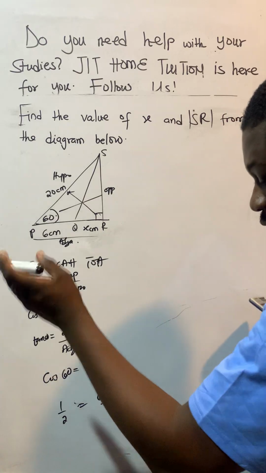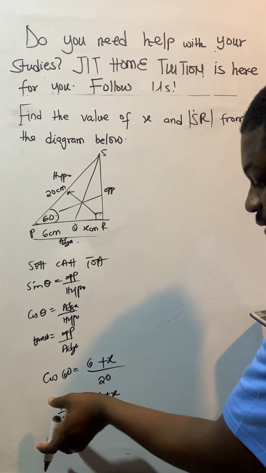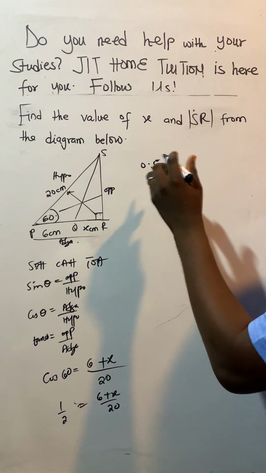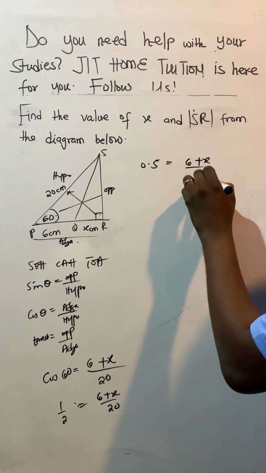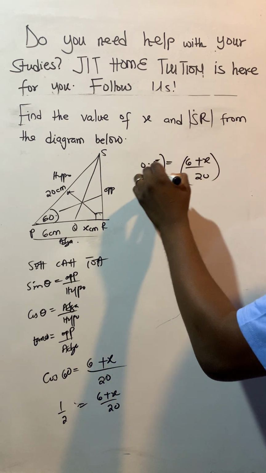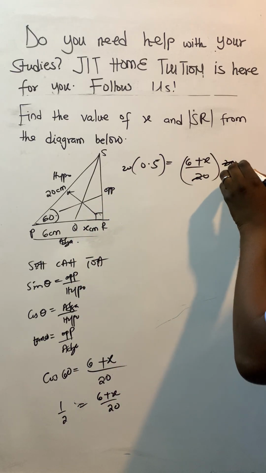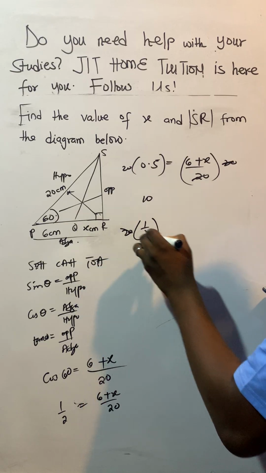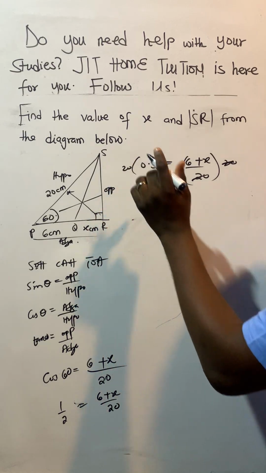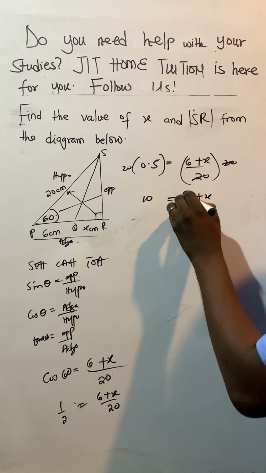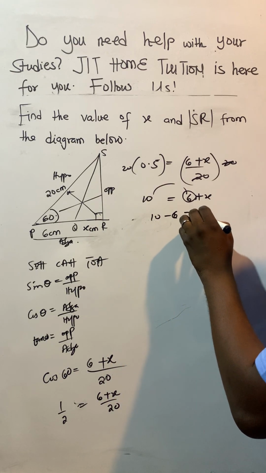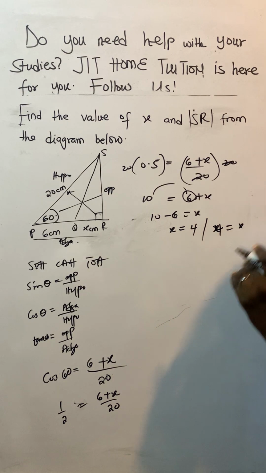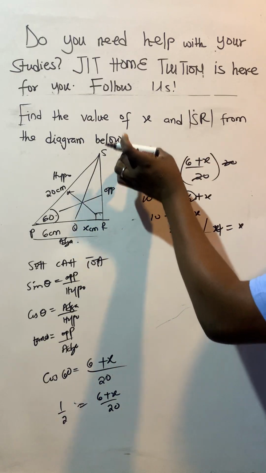Now, what you can do is cross multiply, or you can keep it this way as 0.5 equal to 6 plus x over 20. Then you can cross multiply or find the LCM and multiply by each term. So 1 over 2 times 20 gives you 10, equal to 6 plus x. This 6 will move to this side, giving you 10 minus 6 equal to x. You have x equal to 4. You can rewrite it as x equals 4. Now, this is the first part of the question.